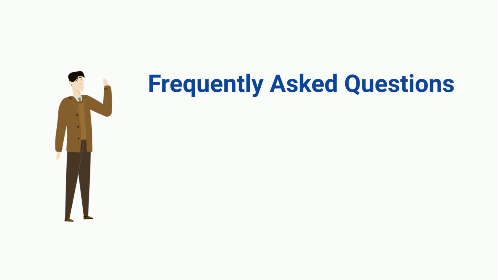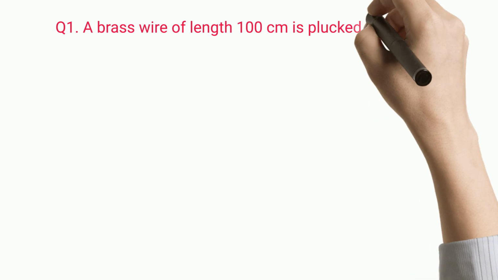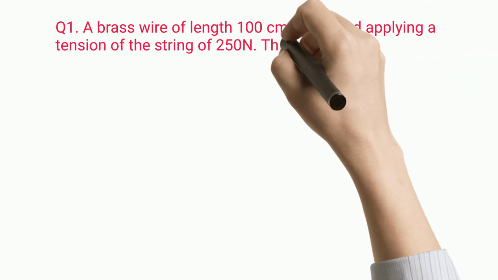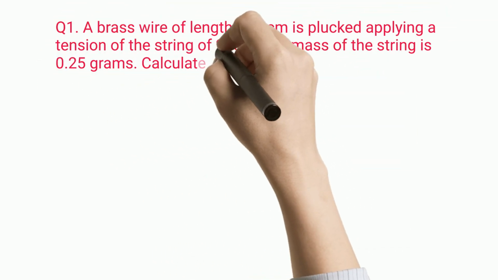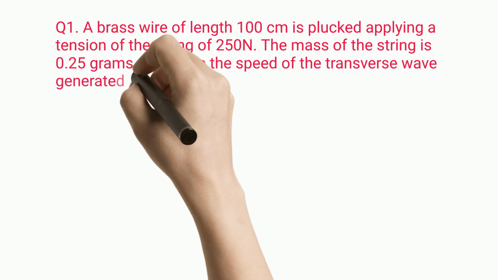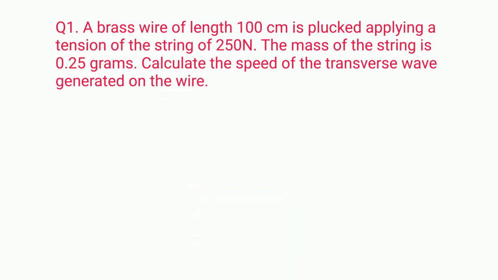Frequently asked questions. Q1. A brass wire of length 100 cm is plucked applying a tension on the string of 250 N. The mass of the string is 0.25 grams. Calculate the speed of the transverse wave generated on the wire.